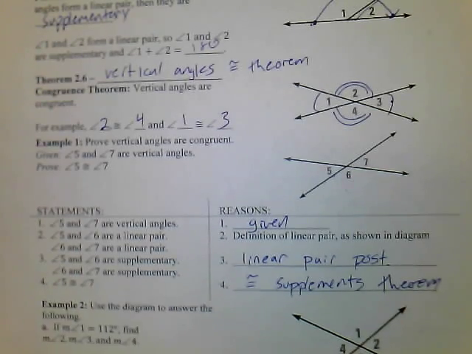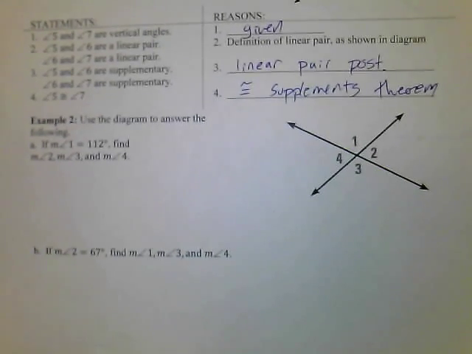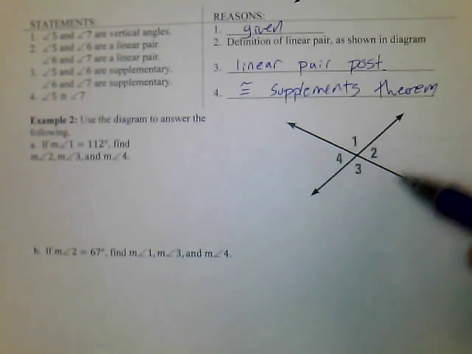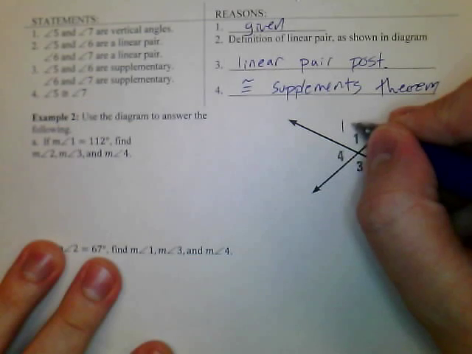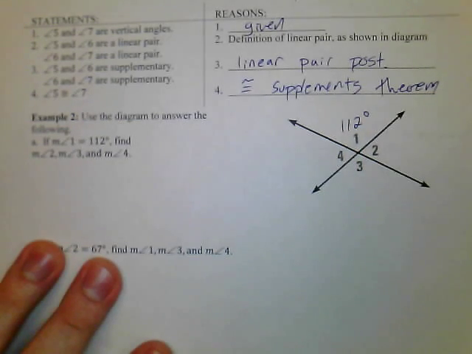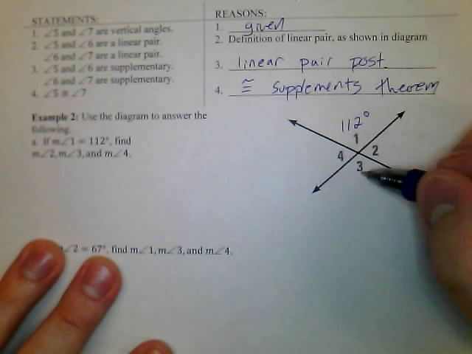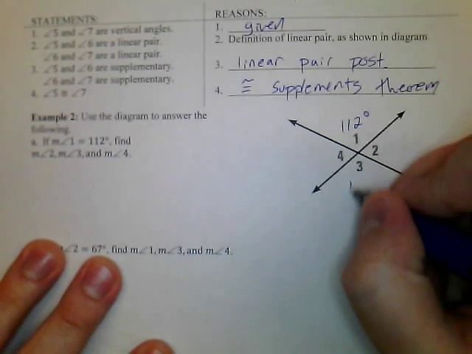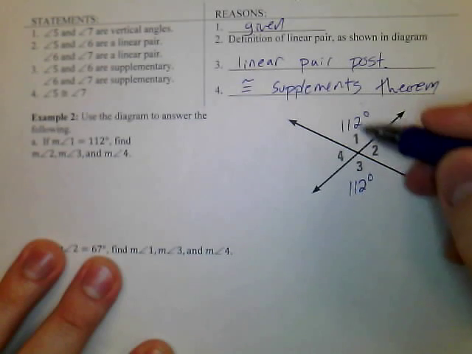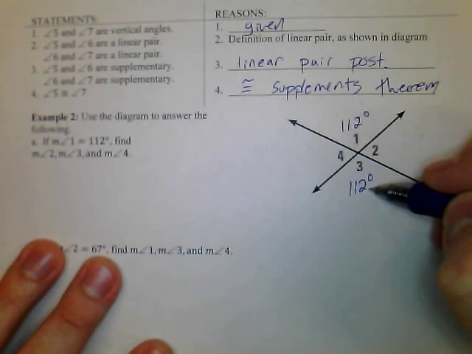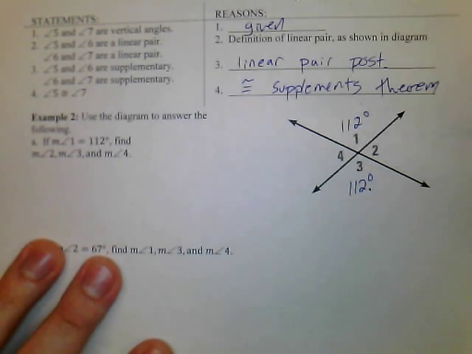Let's go on to example 2. So in example 2, we've got 4 angles around an intersection here. It tells us that the measure of angle 1 is 112 degrees. So let's find the other 3. Well, first one is an easy one. Angle 3 we can say is 112 degrees because these are vertical angles, so they must be the same. We just proved that that is true.